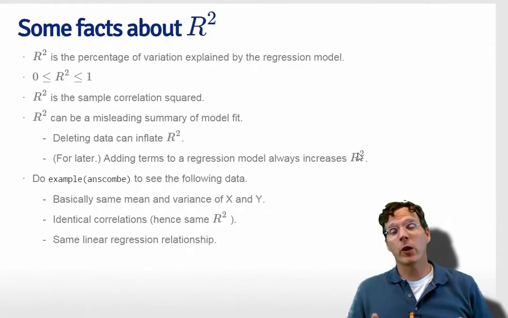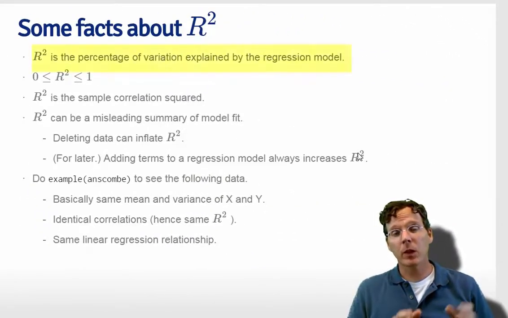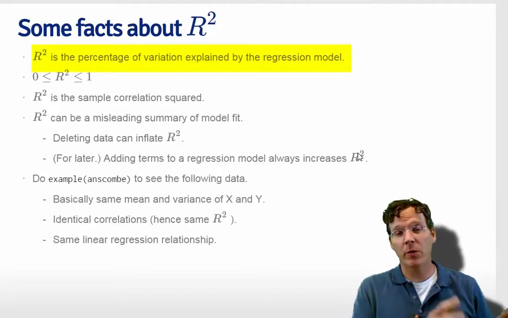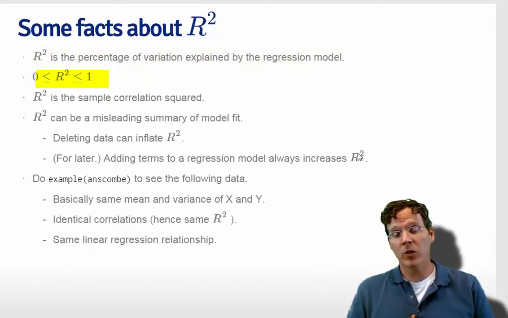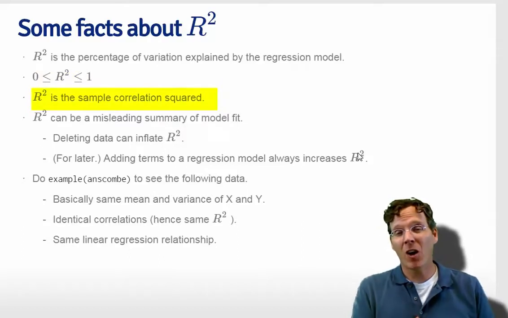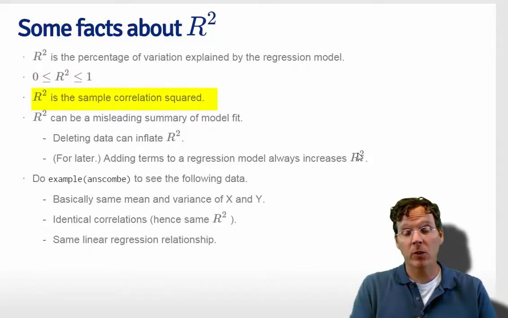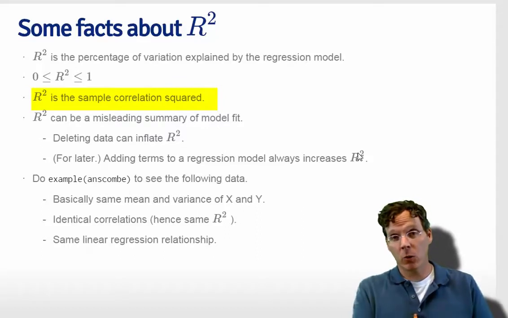Some facts about R squared that you need to keep in mind. Just to remind you, R squared is the percentage of the variation in the response explained by the linear relationship with the predictor. R squared has to be between 0 and 1 because the regression variability and the error variability, the sums of squares, add up to the total sums of squares, and they're all positive, so that forces R squared to be between 0 and 1. If we define R as the sample correlation between the predictor and the outcome, then R squared is literally that sample correlation squared.